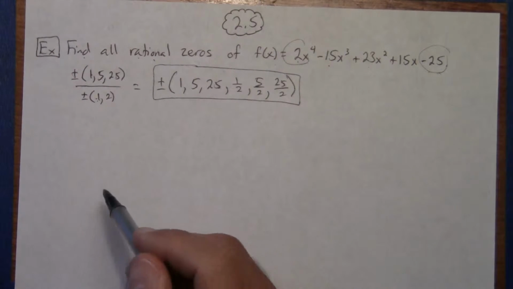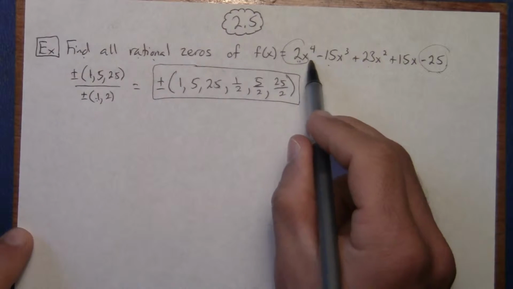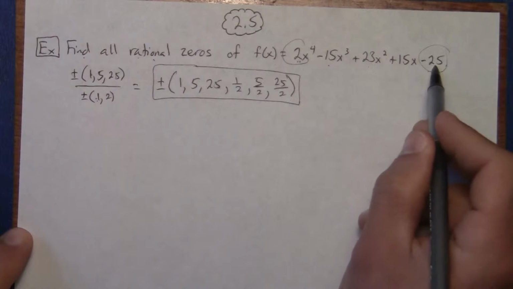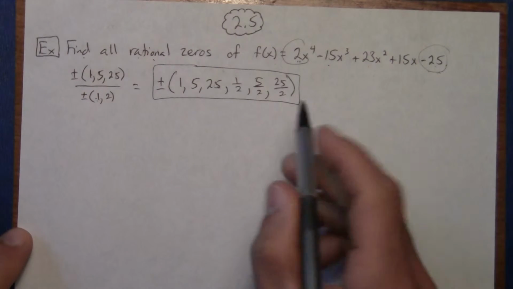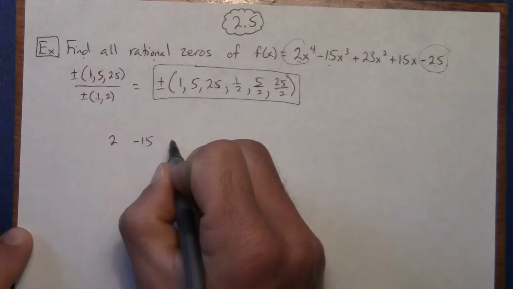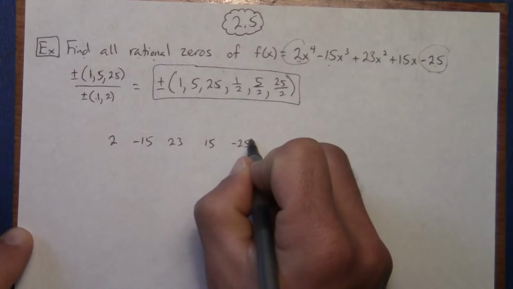So I'm going to use synthetic division to help me do this, and I'm going to make sure I account for all the coefficients. It goes from 4 to 3 to 2 to 1 to a constant. So I have everything sitting there. So I'm going to use 2, negative 15, 23, 15, and negative 25.